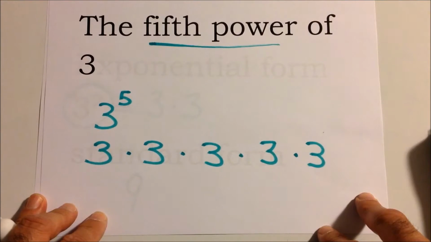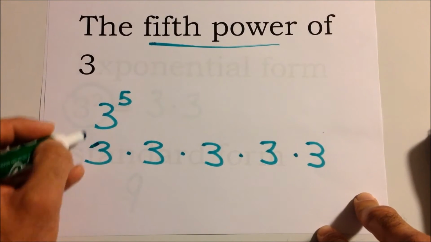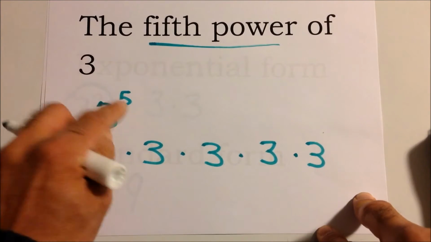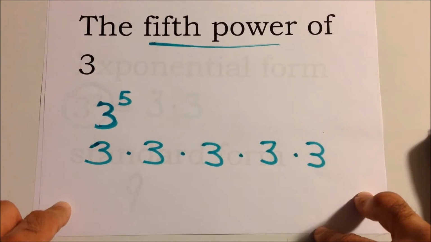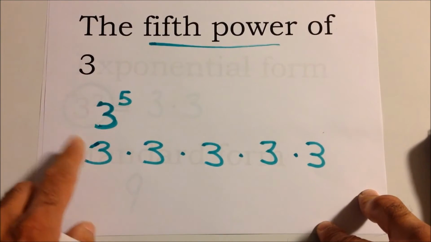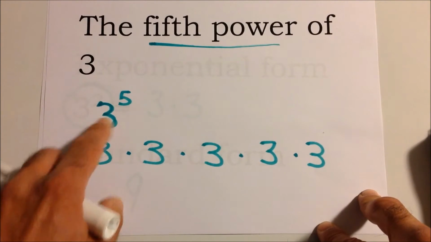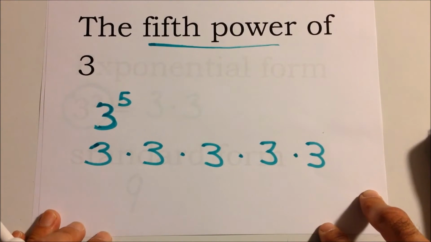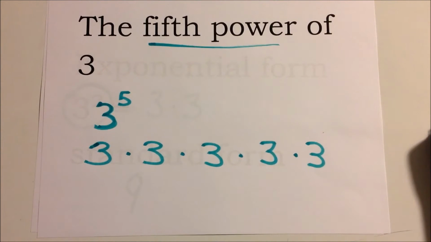So it's just repeated multiplication. You're multiplying the same number, the base, by what the exponent tells you. Don't do 3 times 5. It's not 3 times 5. It's 3 times itself 5 times. So that would be the 5th power of 3.